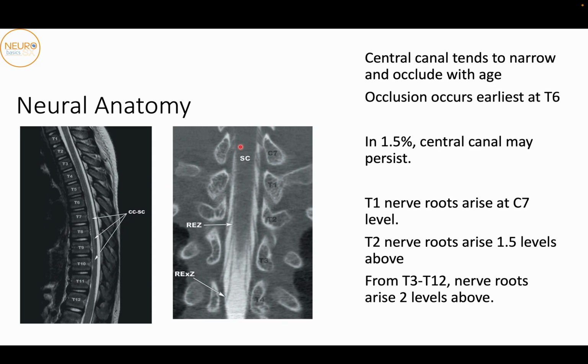Right, so the spinal cord gives rise to nerve roots which are going to exit at foramina which are present below the level of the vertebrae from which they have risen. As we saw with the cervical spine, you have to add one level to get the level at which the nerve root will exit. For the thoracic spine, the T1 nerve roots will arise at the C7 level. The T2 nerve roots, on the other hand, will arise 1.5 levels above, and from T3 to T12, the nerve roots will arise about 2 levels above that.